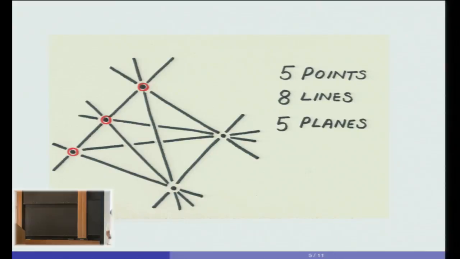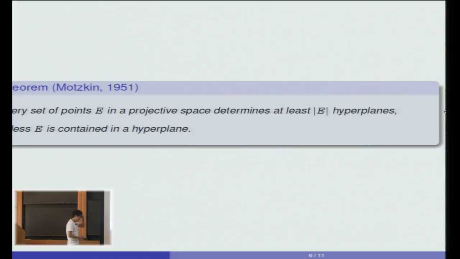But you can never do better than that, by the theorem of Motzkin and others, which says that the obvious analog of the theorem you have seen by de Bruijn and Erdős holds in arbitrary dimension. The number of hyperplanes determined by a configuration of points in a projective space is always at least the number of points, unless all the points are contained in a single hyperplane.